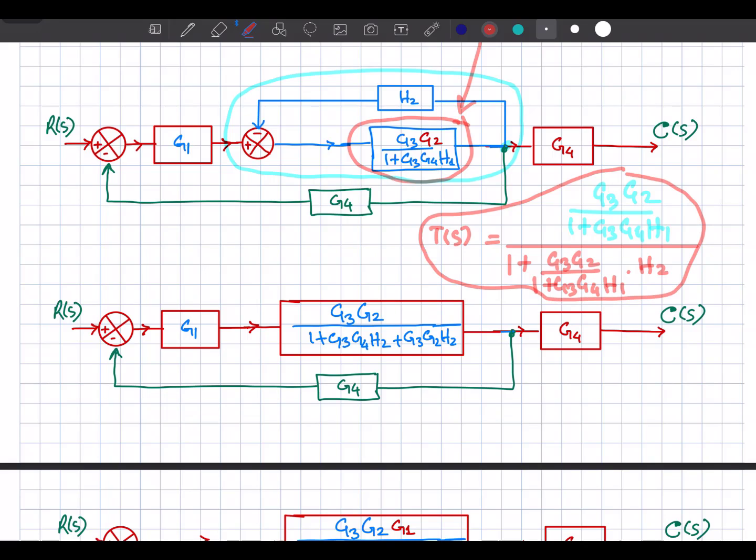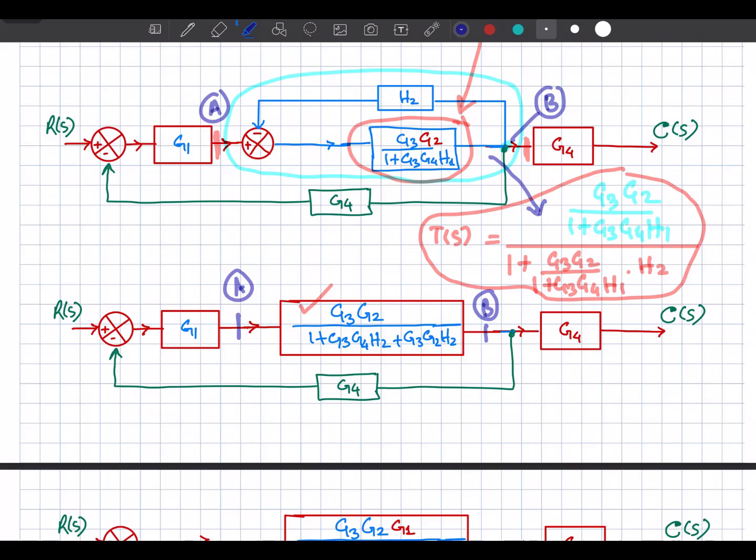So if we simplify this one, you will get this expression representing the transfer function between this point and this point. So let me call it point A, and this is point B. So between point A and B we now have a single transfer function that is obtained with the help of this expression.